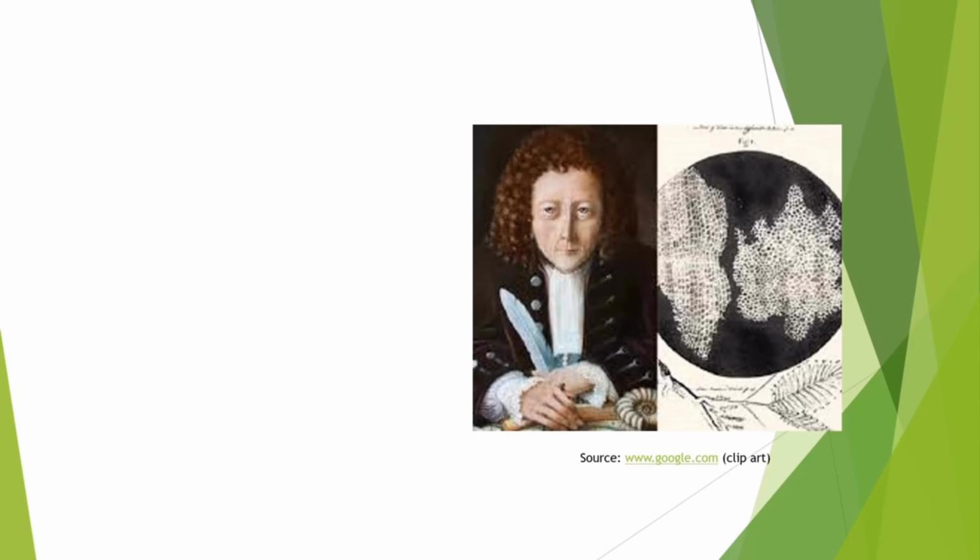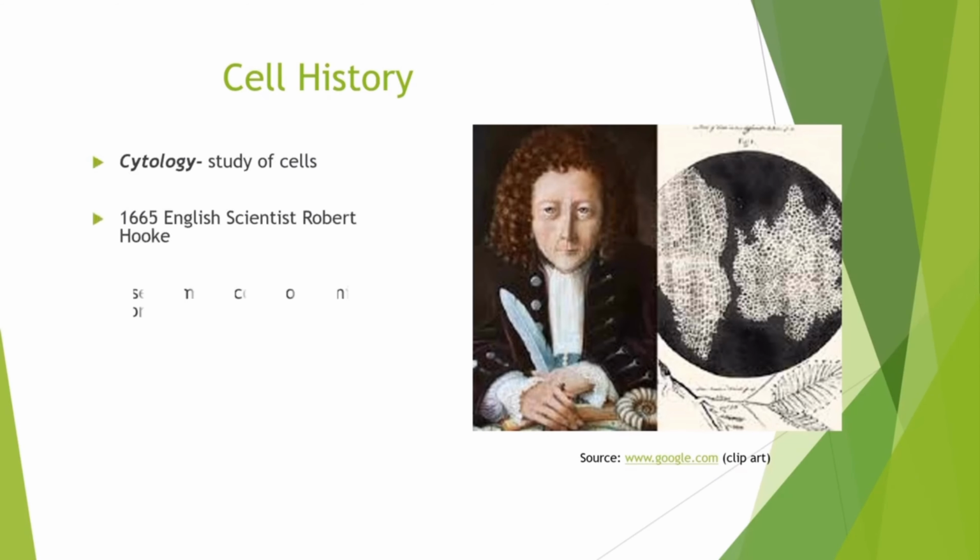Now let's go back to the cell history. When we study cells, this is what we call cytology. Cytology is a branch of science that deals with the study of cells. In 1665, English scientist Robert Hooke used a microscope to examine a cork. And from these, he called these cork cells what we now call cells.